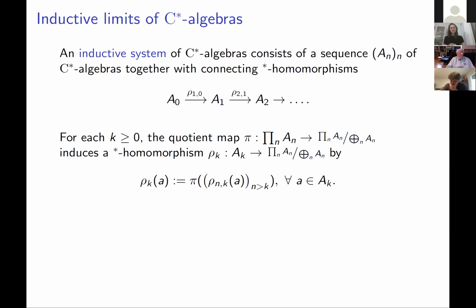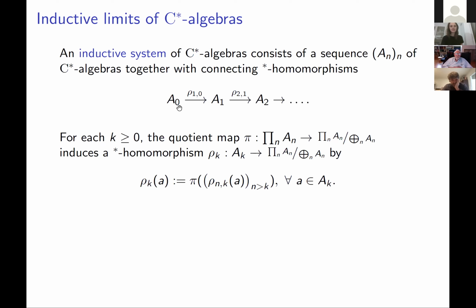First, let me say, if we take the sequence of C-star algebras and take their direct product, this forms the bounded sequences, the norm bounded sequences coming from the C-star algebras. And we can take a quotient of that modulo the sequences that converge in norm to 0. So we take a standard quotient map there.